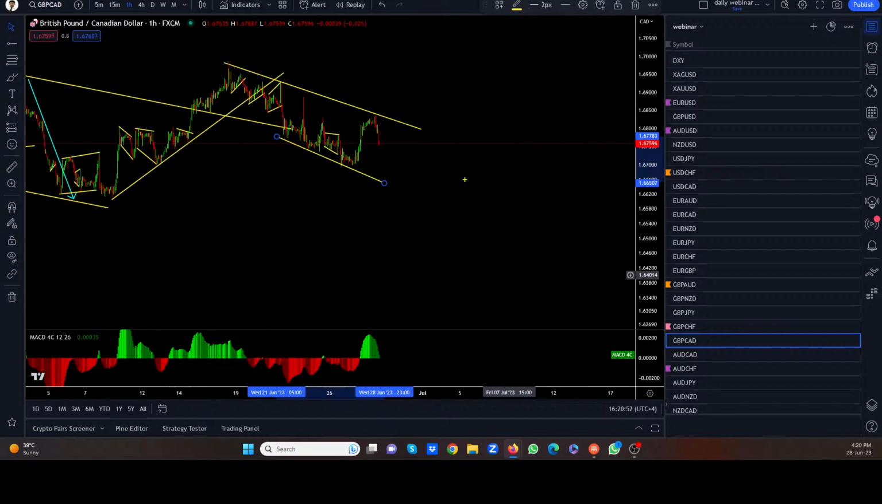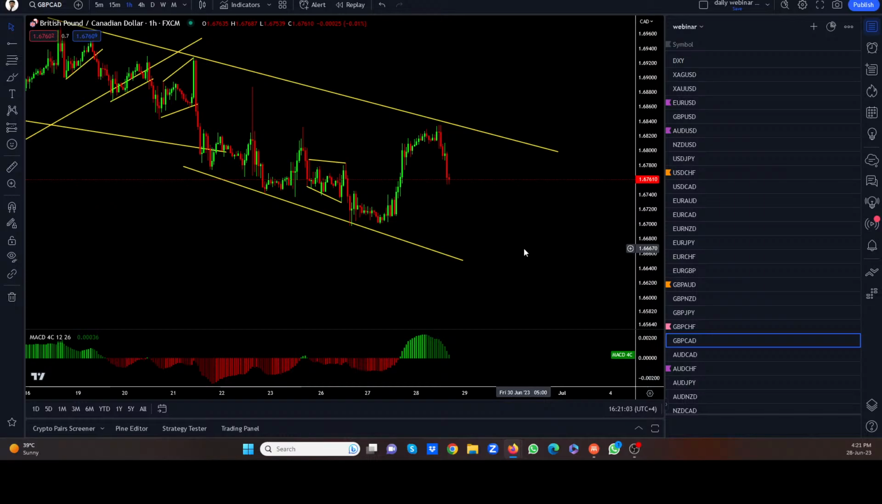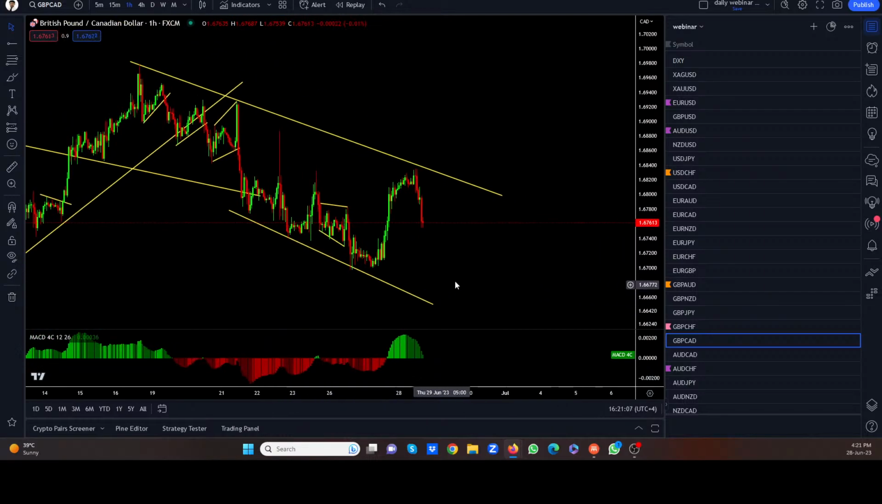So I will need this to make a flag here. And then we can trade that to break this low. But if we don't get any flag, we don't have any trade. Because you can't make the assumption it's going to drop. So let's see if we get a flag. If we get a flag, we'll take the trade.